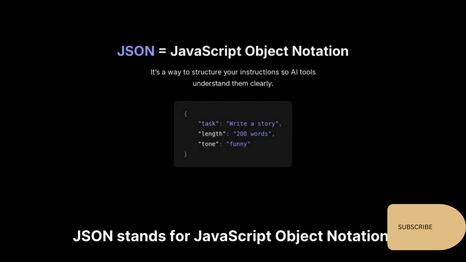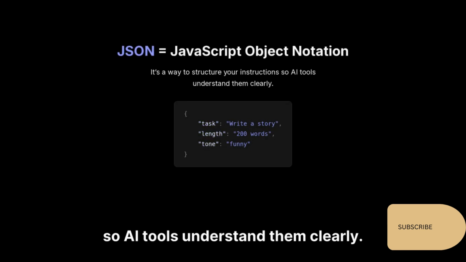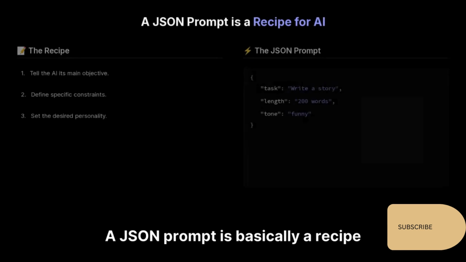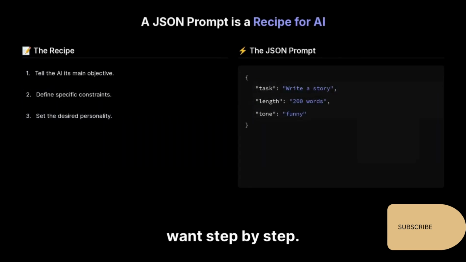JSON stands for JavaScript Object Notation. It's a way to structure your instructions so AI tools understand them clearly. A JSON prompt is basically a recipe for AI, telling it exactly what you want step by step.